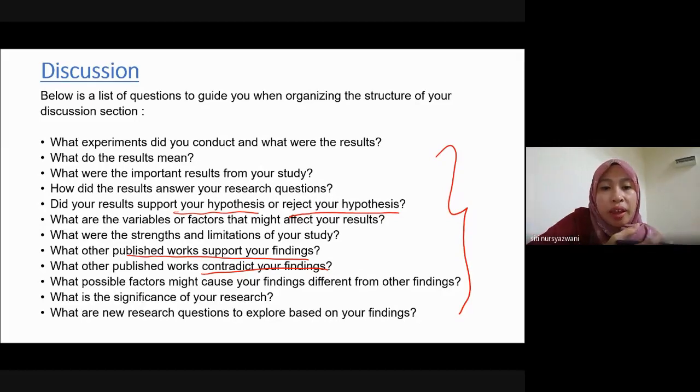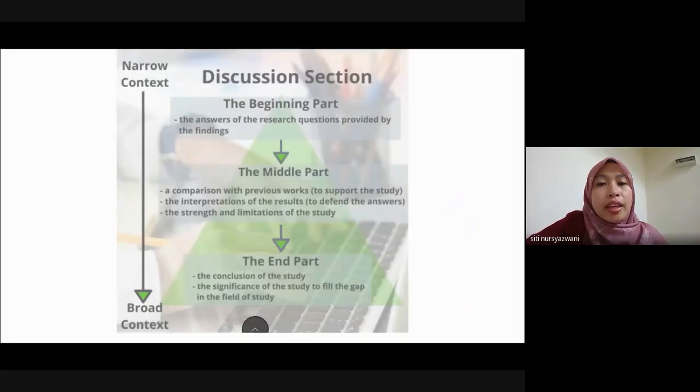And what possible factors might cause your finding to be different from other findings? And what is the significance of your research? That is also important. What is the significance of the research you did? So, what new research questions can be explored based on your finding? So this type of question you need to brainstorm when you want to construct your discussion.